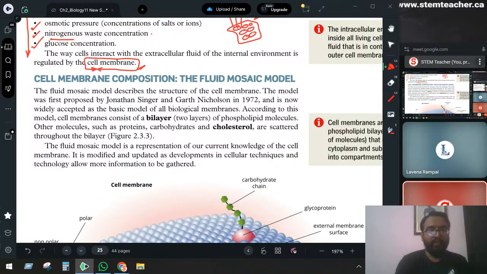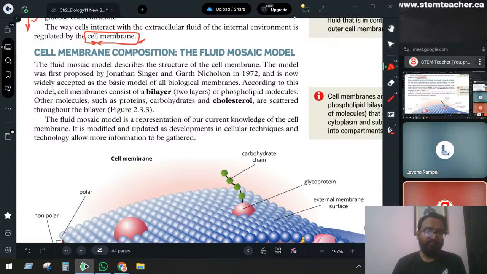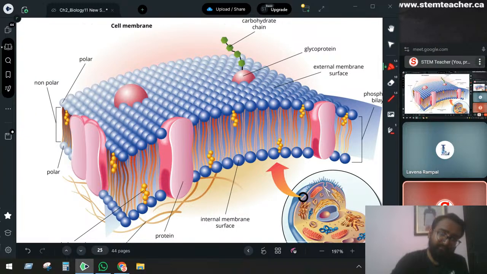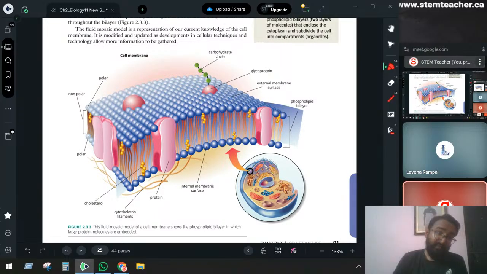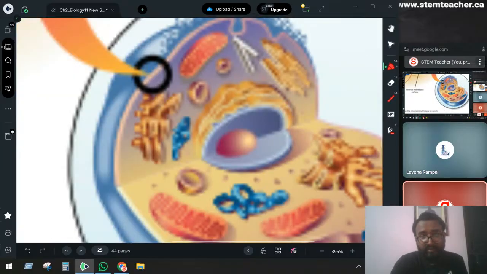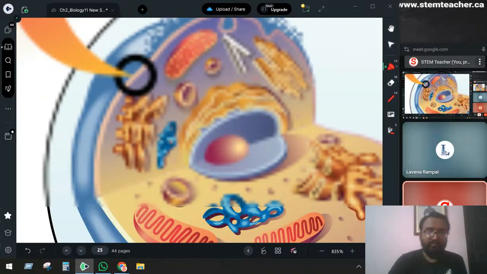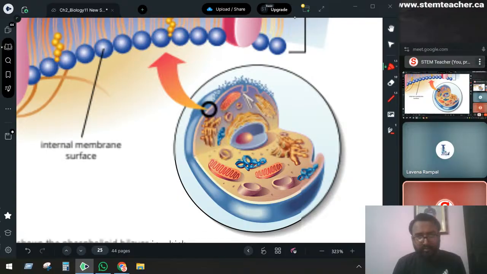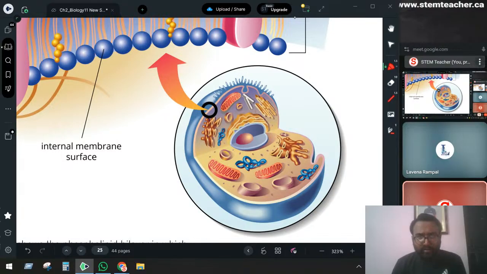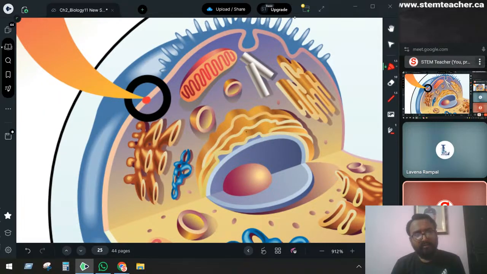Okay, next, cell membrane composition. See, this is your cell. This is your membrane. How does a membrane restrict, how does a membrane function? See, where is it happening? This is your entire cell. These are your cell parts, each and everything is there. It is between the cell membrane and the cell wall. This part is inside. It is the cell membrane. So here the functionality will look like this.